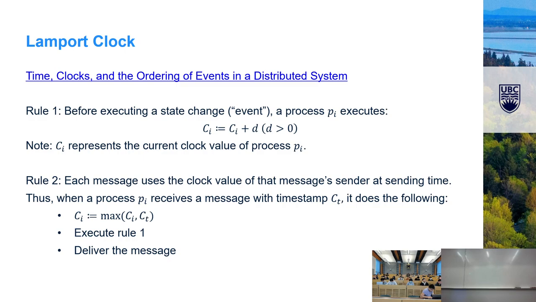Just saying. So he had a small set of rules. And he said, before you execute a state change, an event, a process increments its clock value. So the clock in process I is replaced with the clock in process I plus some value that is greater than zero. That's monotonicity.